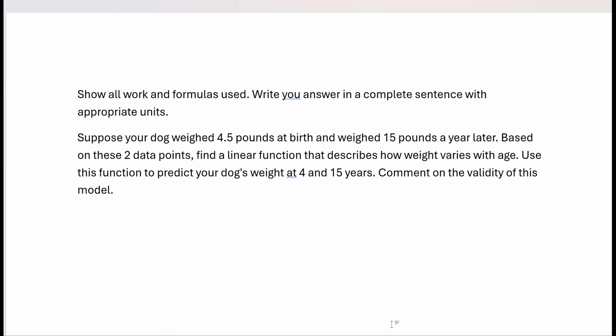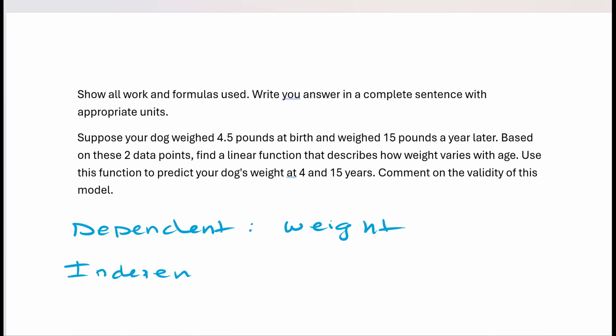So the dependent variable in this problem is the weight, which literally depends on the dog's age, which means the independent variable would be the dog's age. It's very important to know which one of these is dependent and which is independent.